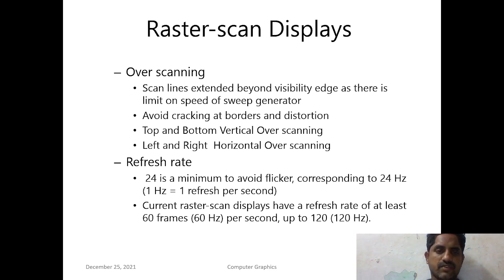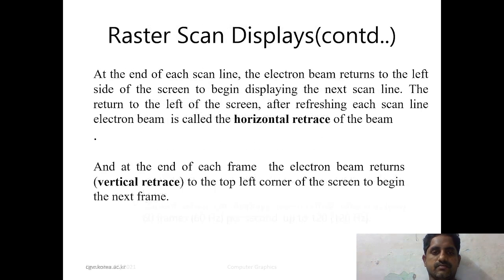So what is the refresh rate of a particular raster scan display? 24 is the minimum to avoid flicker, corresponding to 24 frames, where each frame is one refresh per second. Current raster scan displays have a refresh rate of at least 60 frames per second, 60 Hz up to 120. So 24 is possible, but mainly we are using 60 frames, that is 60 Hz to 120 Hz.